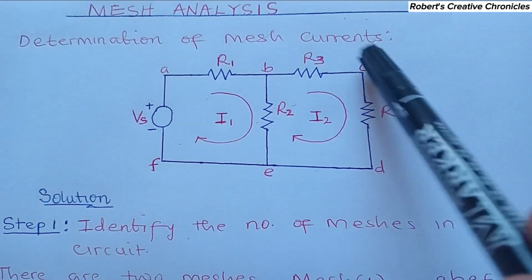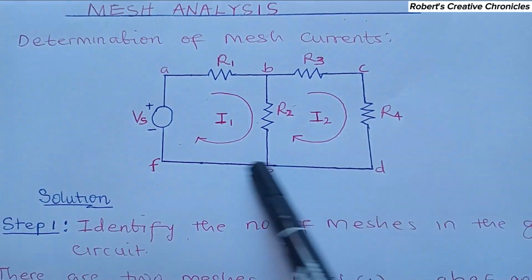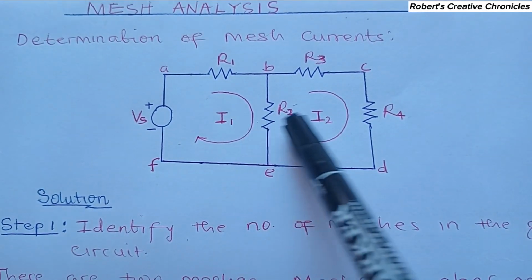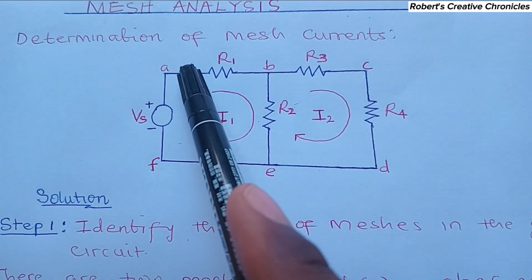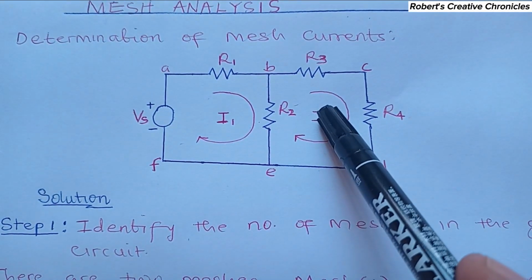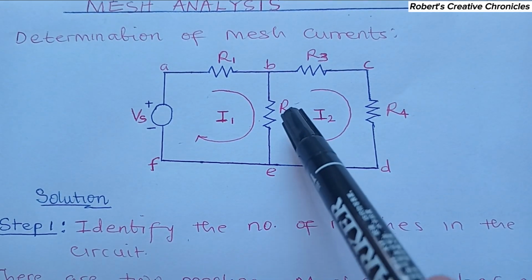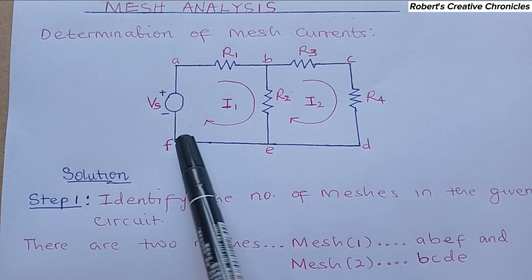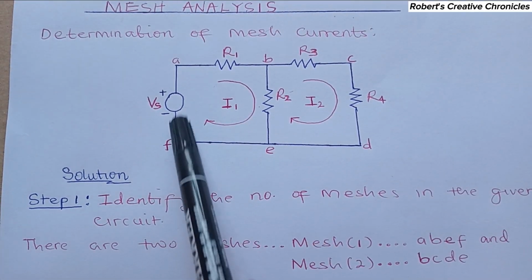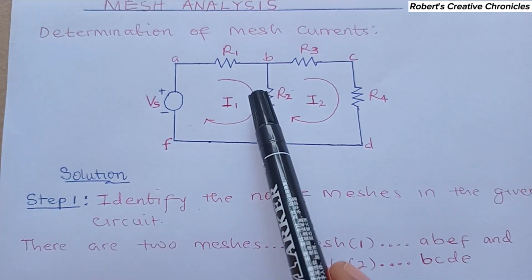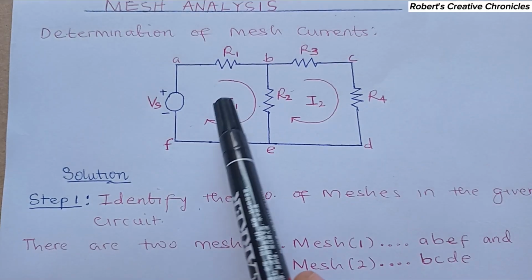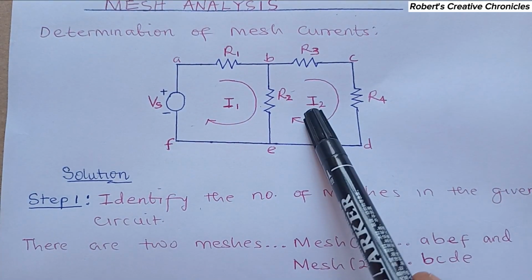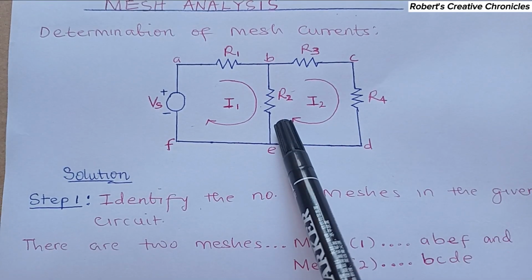A, E, D, F is a loop. It's not a mesh because it contains two closed paths within it. So that one is a loop. A loop is a closed path along a circuit element that can contain another closed path within it. So a mesh is a closed path along the circuit element which does not contain any other closed path within it, while a loop is a closed path along a circuit element which may or may not contain any closed path within it.